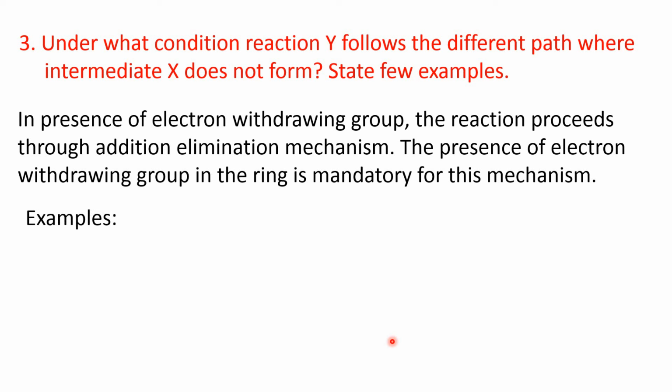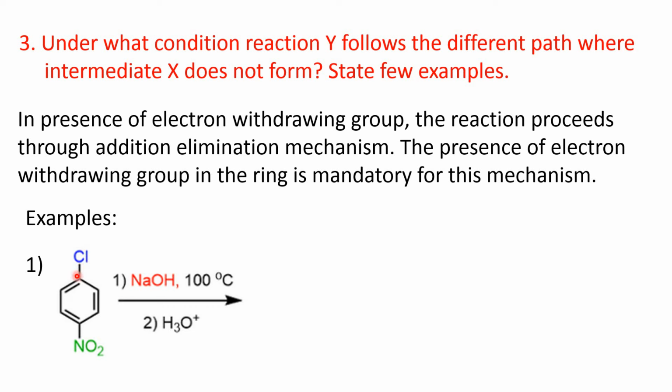Now let's see the example. See here, this is the leaving group and at the para position nitro is present, that is the nitro group, which is a strong electron withdrawing group. So when it is treated with this reagent, then what will happen? This chlorine will be replaced, or substituted, by the OH group. Okay, and we will get para-nitrophenol.